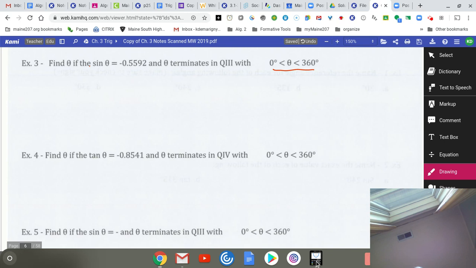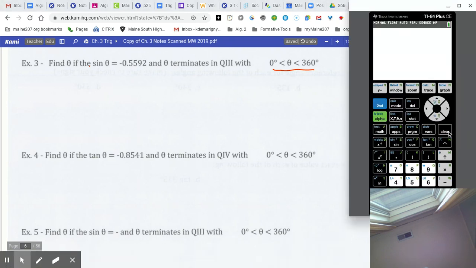All right, so the first thing I need to do is figure out what theta is, and then I need to make sure that I match what they've asked me and where it's terminating. I'm going to pull my calculator up. I'm looking for the angle, so no inverses. So we'll do second sine. So I want to know what the angle is when it's negative 0.5592. So the angle is a negative 34 degrees.